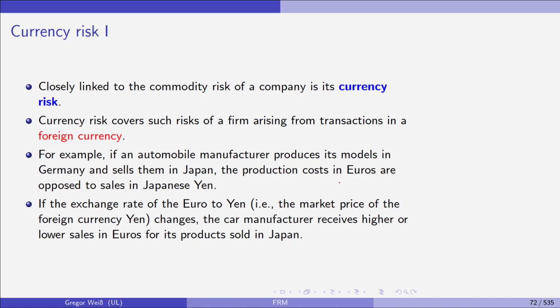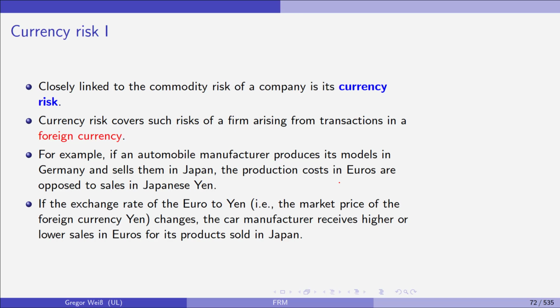Now, the next type of market risk is also very intuitive. It's currency risk. It's very closely related to commodity risk because in many cases commodities are traded in dollars or at least in a foreign currency. It's the risk that you have a transaction in a foreign currency, meaning that if the exchange rate changes adversely, you will lose money simply because you are being paid or you have to pay in a different currency, in foreign currency.